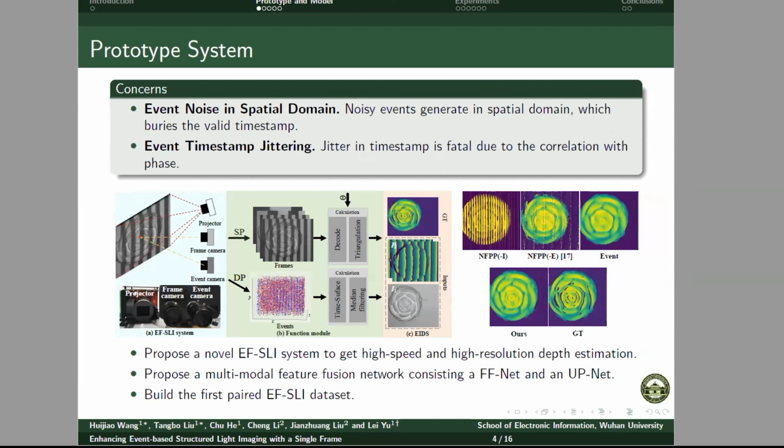However, real-world events often suffer from noise disturbances in the spatial and temporal domains, which lead to outliers, rough depth surfaces, and invalid phase, resulting in the failure of depth estimation. Considering the above challenges, we built a novel prototype of structured light imaging based on event and frame cameras. As shown in this figure, we built the EID dataset, and we propose a multi-modal fusion network to get high speed and high resolution depth estimation.